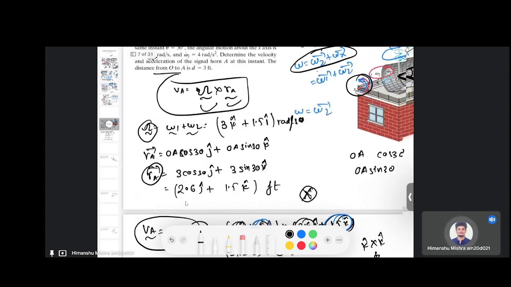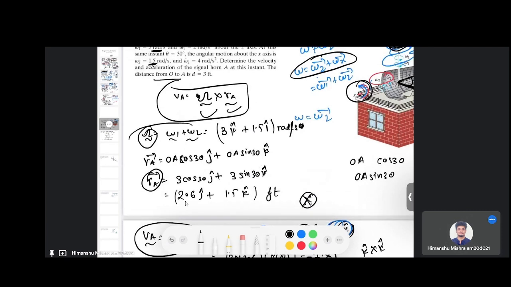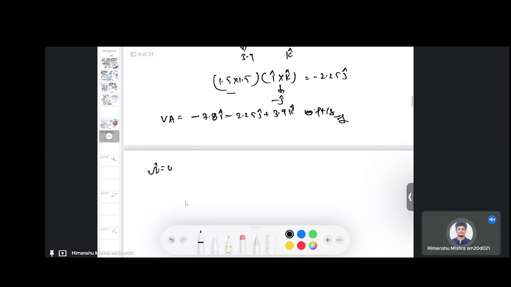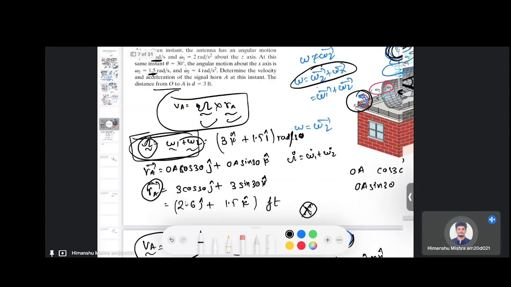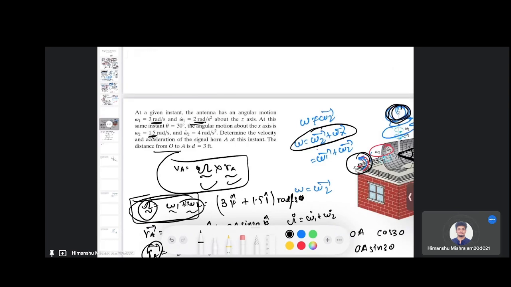Now from this equation, if I take the time derivative of this equation, I will get the angular acceleration. Omega dot equals omega 1 dot plus omega 2 dot. So omega dot equals omega 1 dot plus omega 2 dot, and we have already been given omega 1 dot and omega 2 dot, which are 2 and 4 respectively.